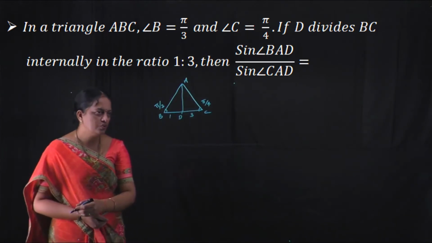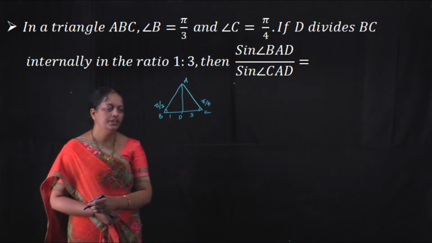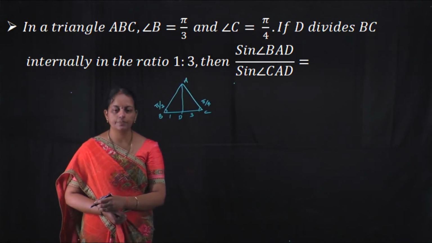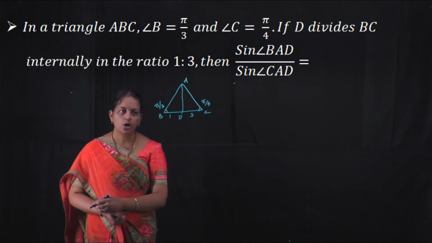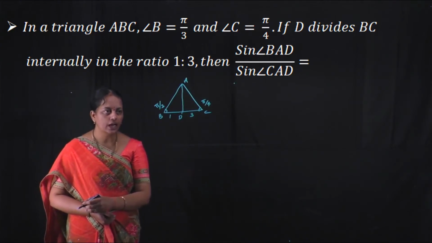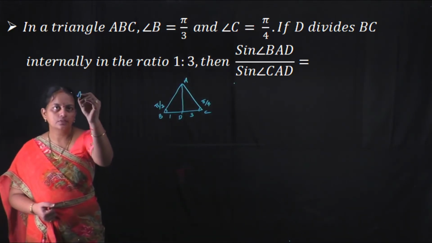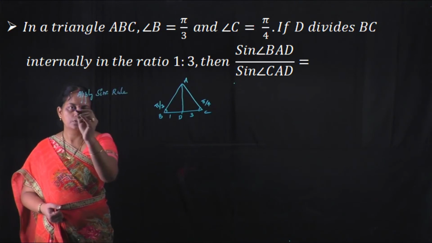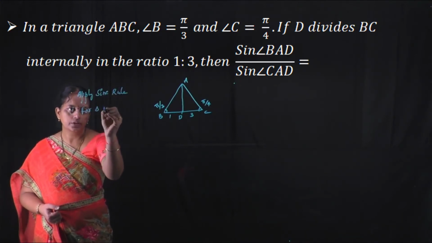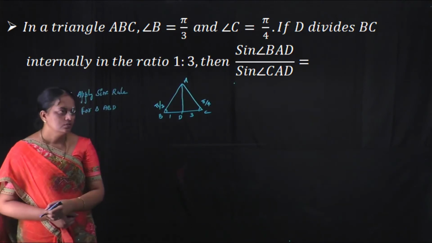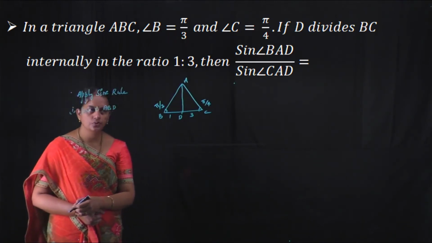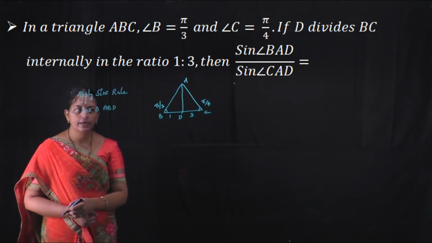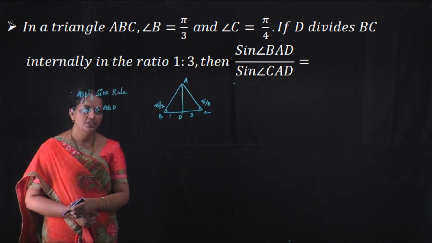So we get two triangles, triangle ABD and triangle ADC. Now apply the sine rule for these two triangles. First, apply the sine rule for triangle ABD. What is the sine rule? a by sine A is equal to b by sine B equal to c by sine C. That means the ratio of any side to the sine of its opposite angle.